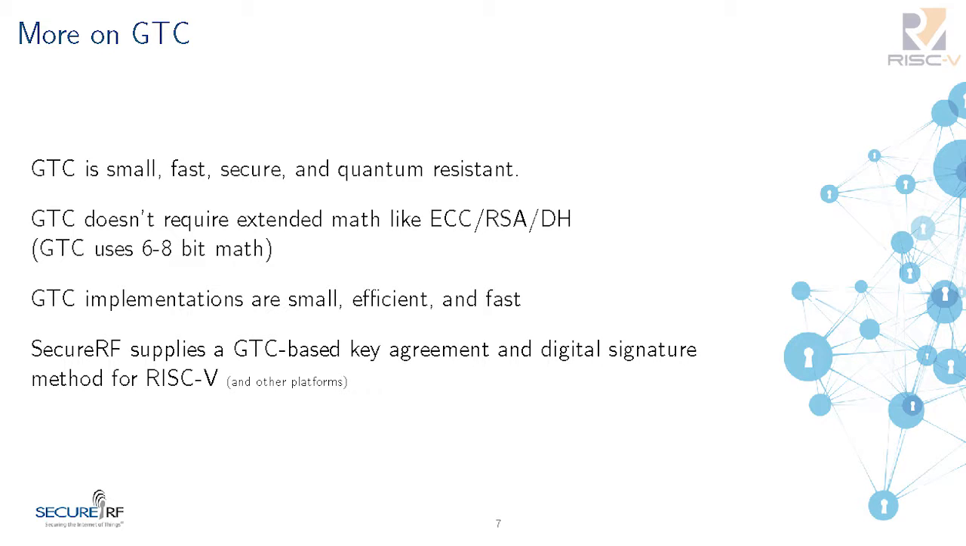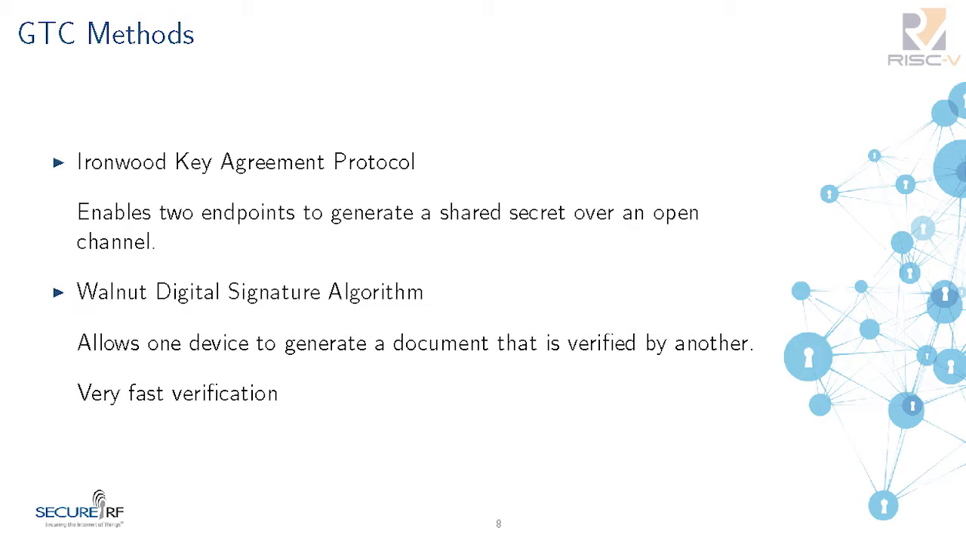Basically, some of the stuff I'm going to talk about specifically is a key agreement and digital signature method for RISC-V. We have other platforms as well. Specifically, there are 2 things I'm going to talk about a little bit. Again, I don't have a lot of time, so I'm not going to do a lot of detail. The first is what we call the Ironwood key agreement protocol.